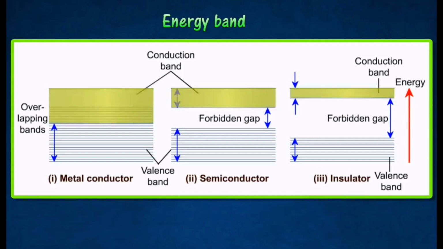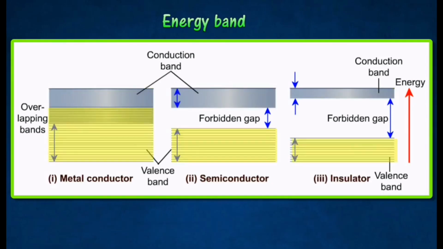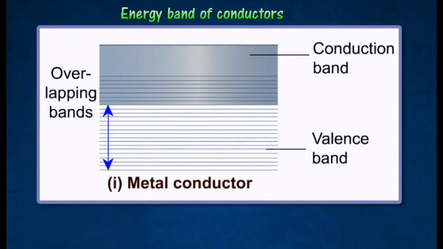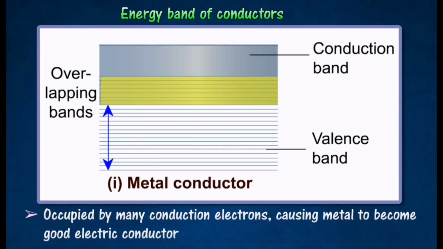Energy bands of crystalline solids are made up of the upper conduction band, occupied by conduction electrons that are free to move between atoms as electric current, and the lower valence band, occupied by valence electrons that are tightly bound to their atoms and are not free to move about. In some metals, the conduction band and the valence band may overlap. Thus, the conduction band is occupied by many conduction electrons, causing these metals to become good conductors of electricity.